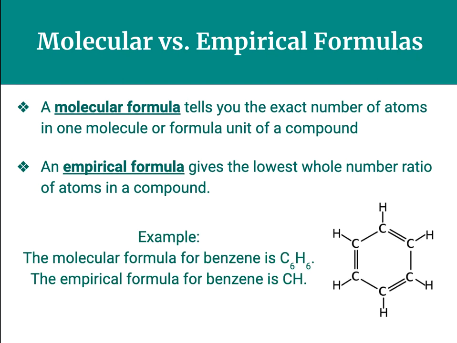If we look at an example, the molecular formula for the benzene molecule is C6H6. So in each molecule of benzene, there are 6 carbons and 6 hydrogens. The empirical formula for benzene is just CH. This tells you that the C and the H are in a 1-to-1 ratio within the molecule, but it doesn't tell you exactly how many of each there are.